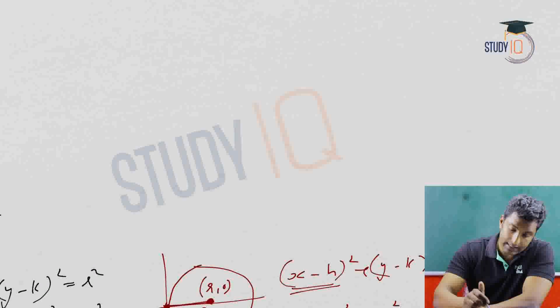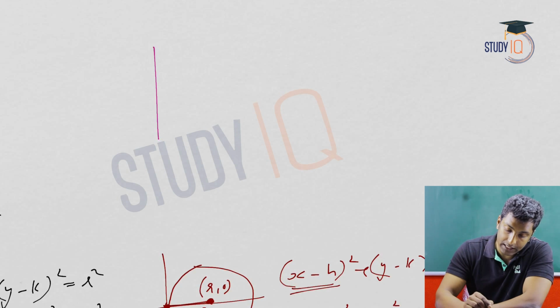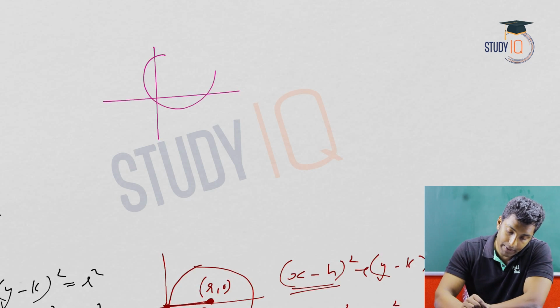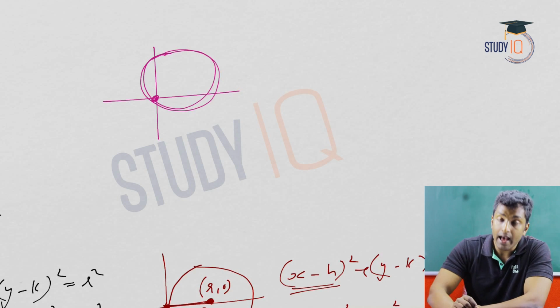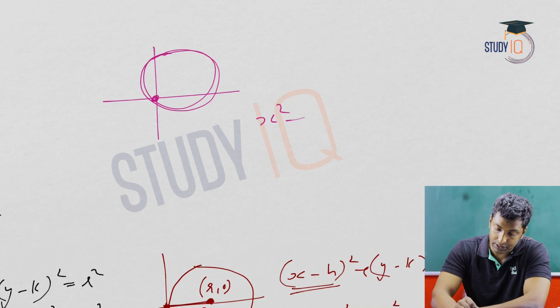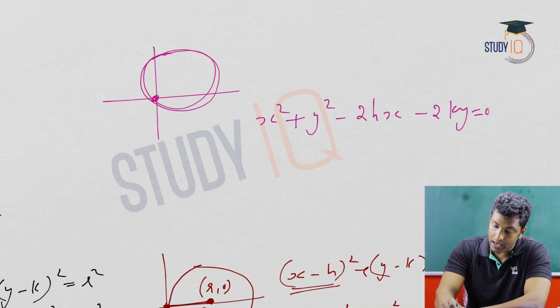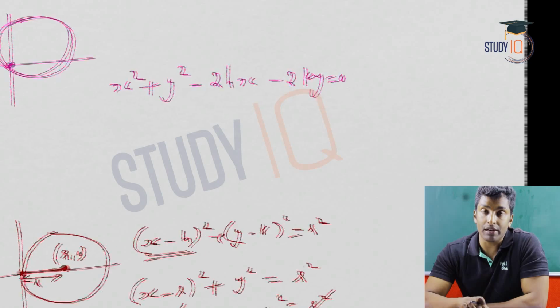Now, in the first case, when we discussed a circle just passing through the origin, it can be like the general case, right? So here you can see the circle is passing through the origin. And the equation of this circle we have seen: x square plus y square minus 2hx minus 2ky equal to 0. So this is a general case.